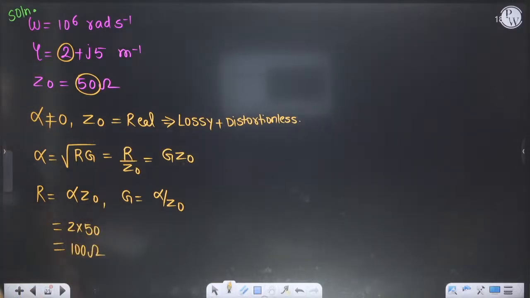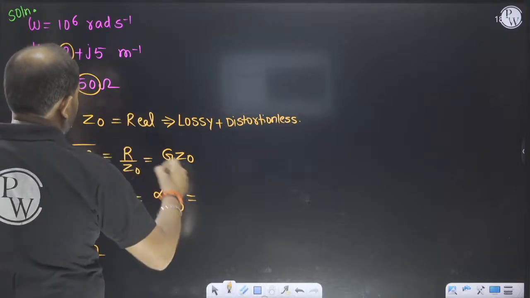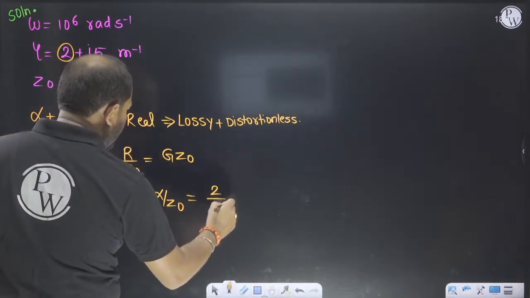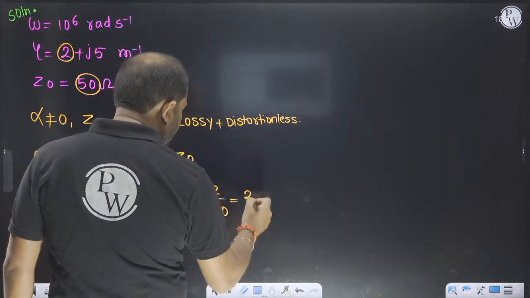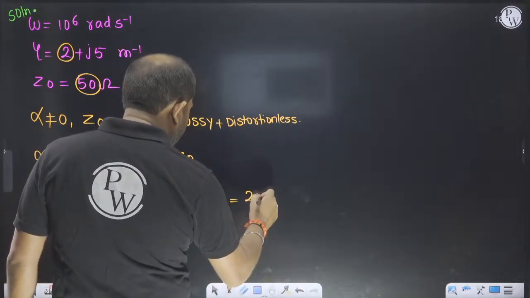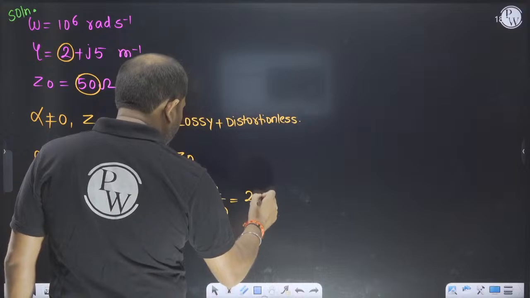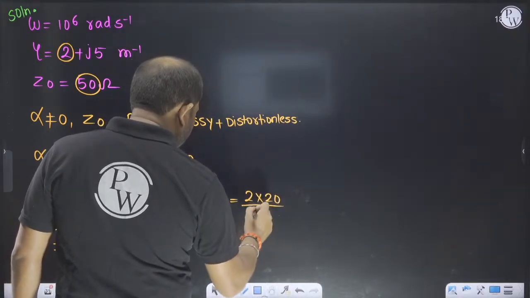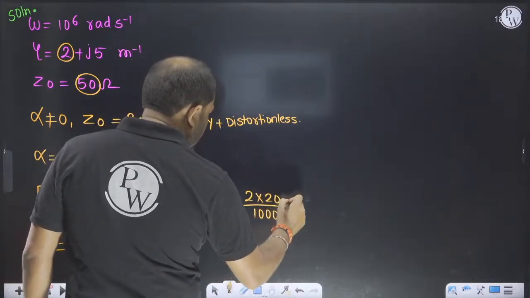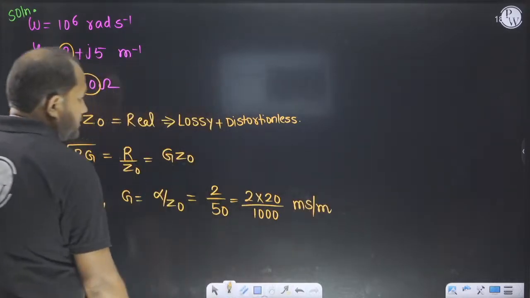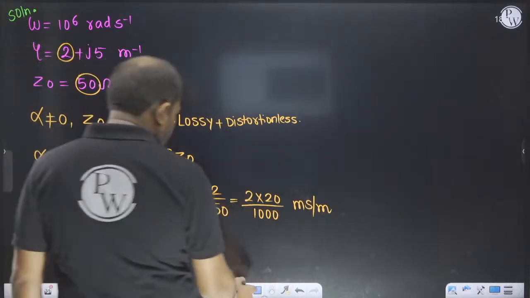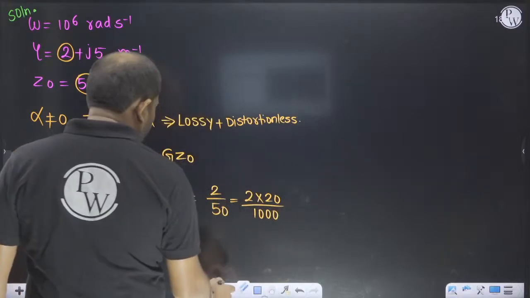Alpha by Z0, alpha is 2, Z0 is 50. So it should be 2 by 5, so 200. 2 into 20 divided by 1000. So it is milli-Siemens per meter, because I am multiplying with 20 and dividing by 1000.